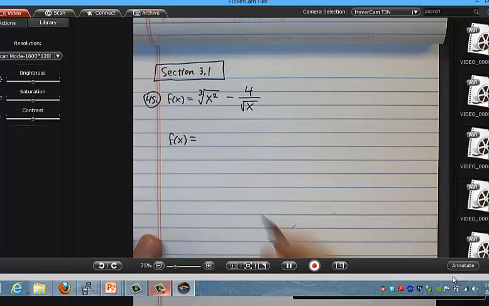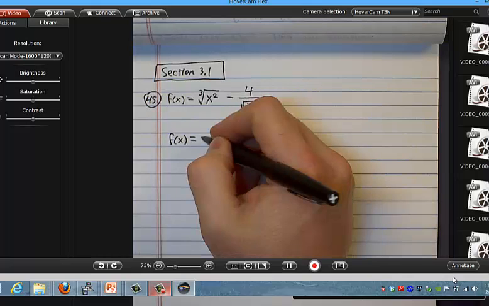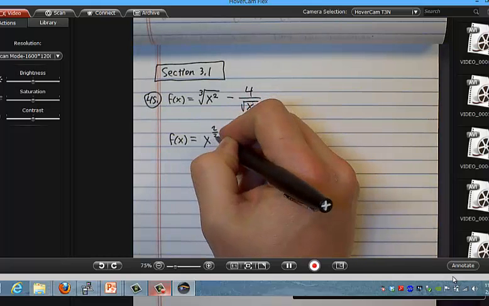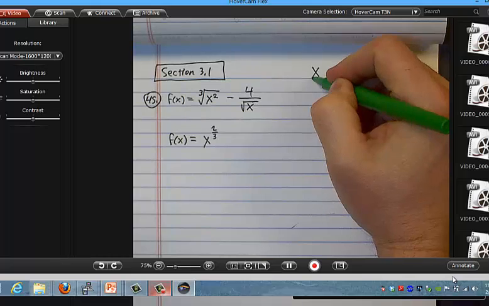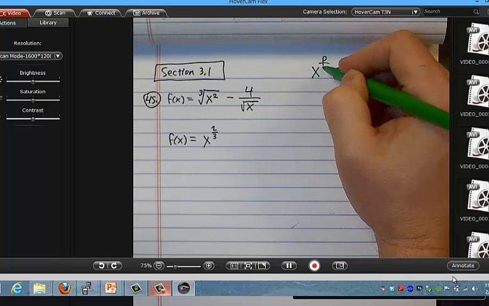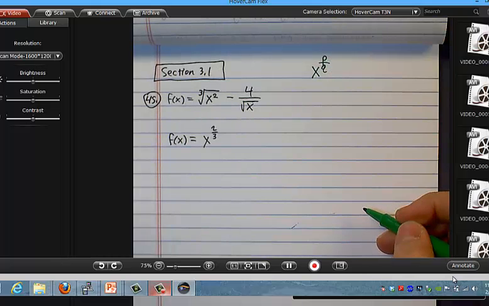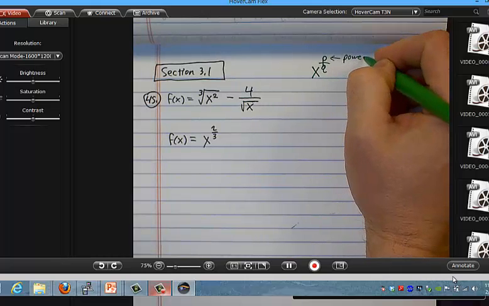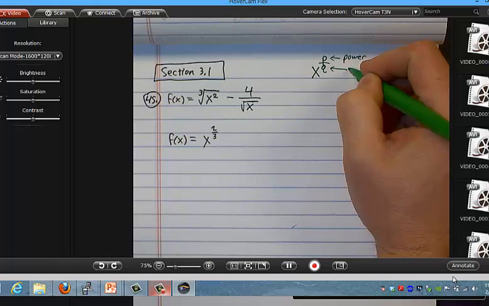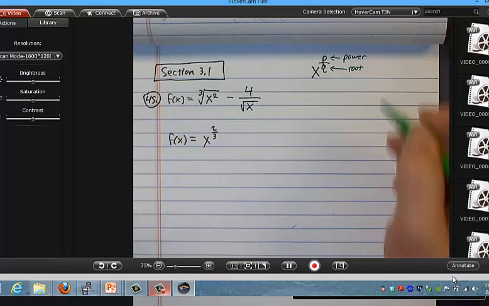The first one I'm going to rewrite, do you guys know how? x to the 2/3. That might not be fresh in everyone's memory, so let me give you a little rule that helps. If you have x to the p over q power, where that's some fraction, p is the power, and q is the root.